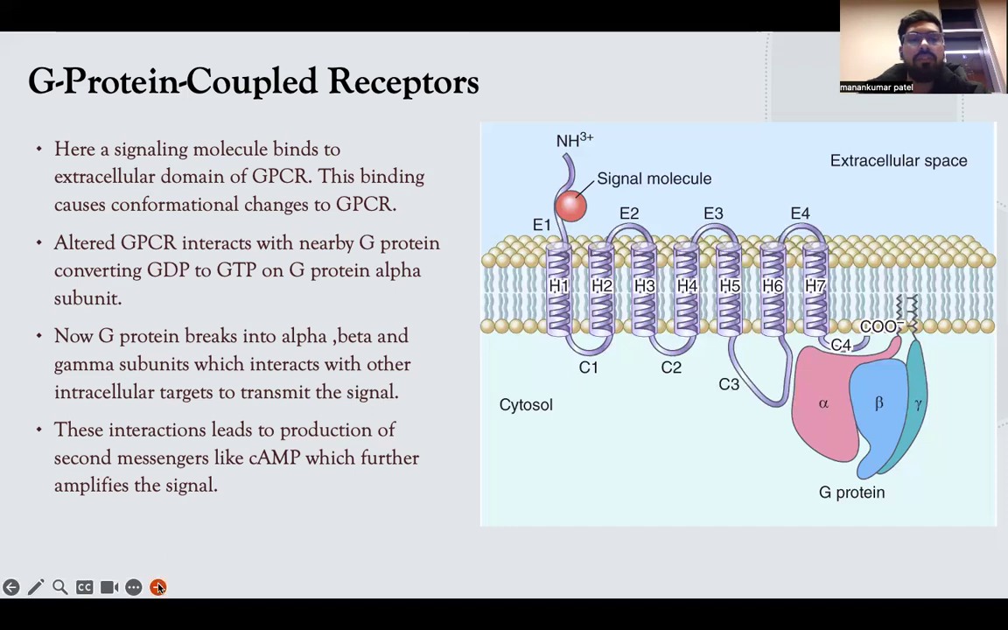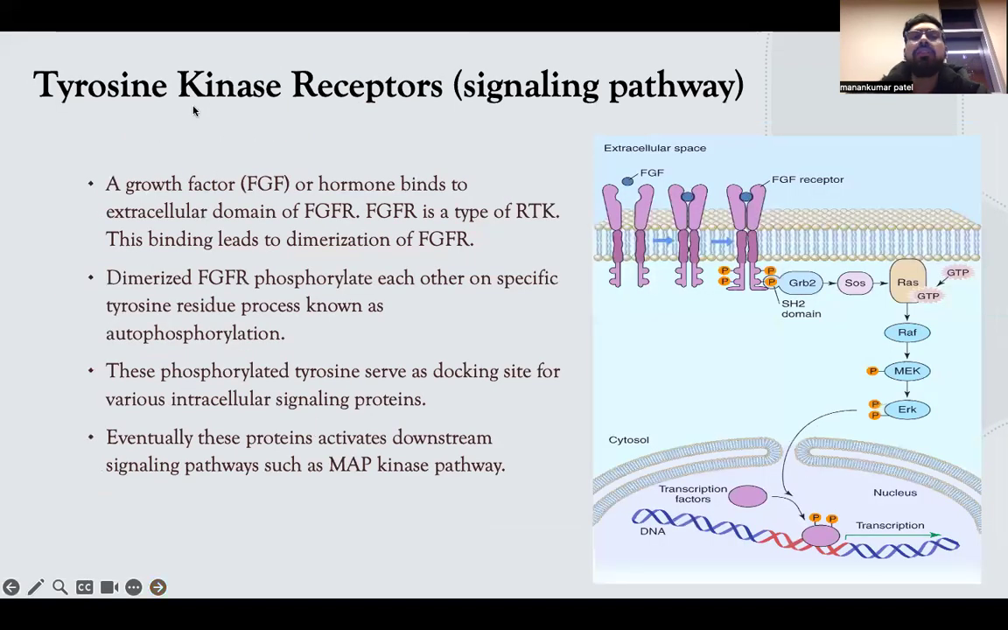Now, we'll understand the tyrosine kinase receptor, how it works in the signaling pathway. A growth factor, FGF, or a hormone, there are several other types of growth factors, binds to the extracellular domain of FGFR, which is the FGF receptor. FGFR is a type of RTK, like tyrosine kinase receptor.